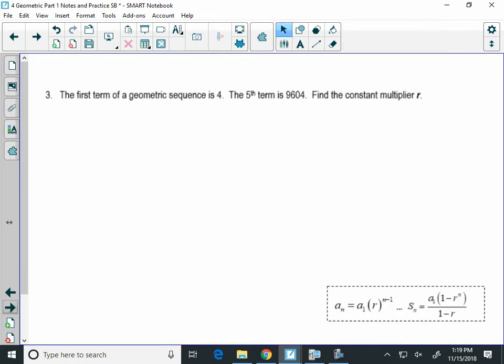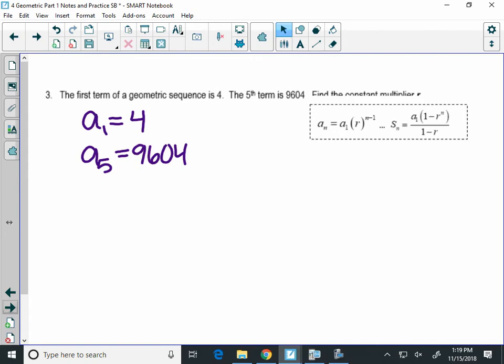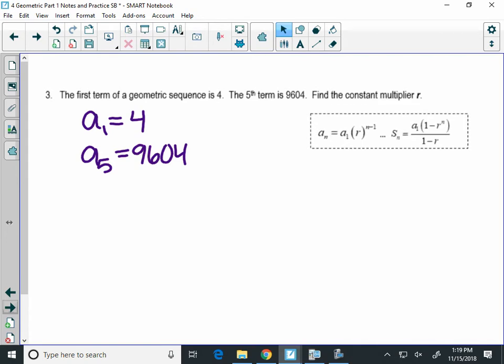We are told that the first term of a sequence, a sub 1, is 4. The fifth term, a sub 5, is 9,604, and we want to know what is r. Okay. So, I need to know a couple of things. I need to know n for my rule. Do I know what n is? I do. Ooh, I know the fifth term. What's its n? 5. So I'm going to use n being 5 here.